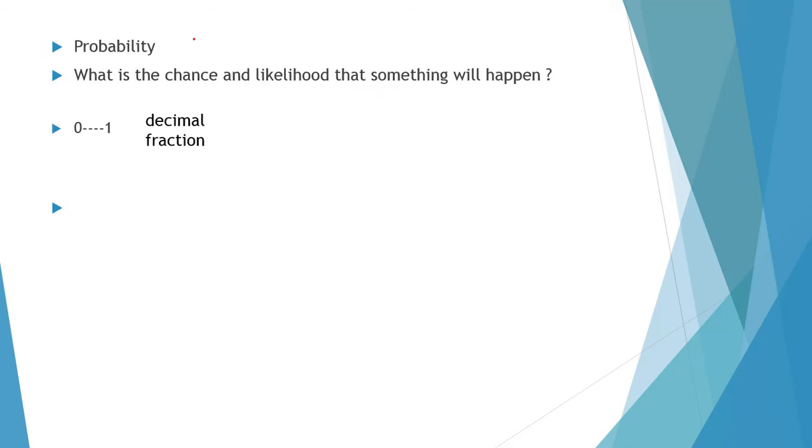Probability. What is the chance and likelihood that something will happen? Probability provides the answer to this question. It measures the chance or likelihood of an event happening. Its value ranges from 0 to 1. It is usually expressed in decimal or as a fraction. Probability of 1 means that something will definitely happen.